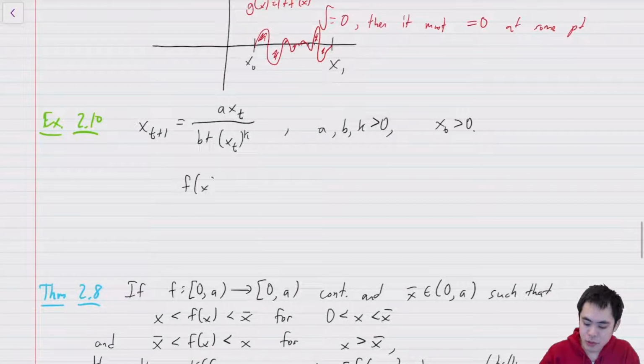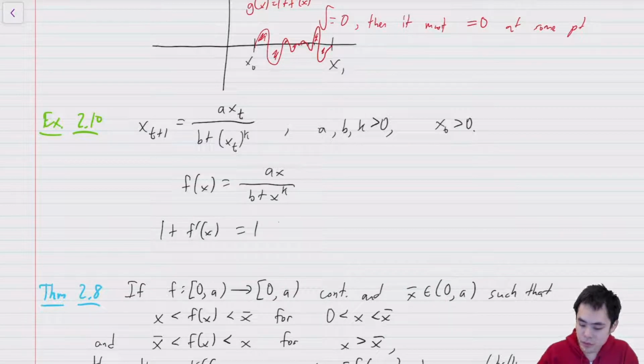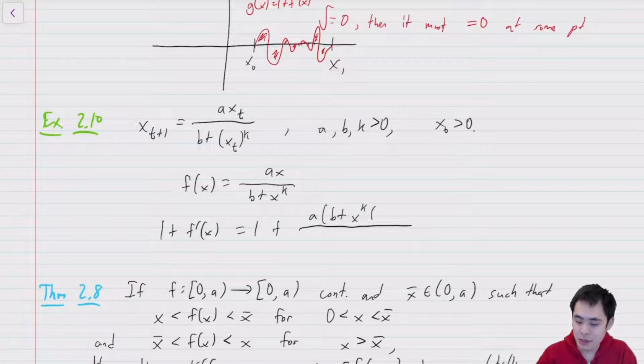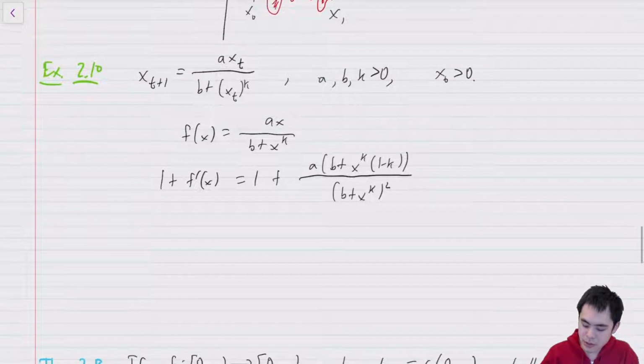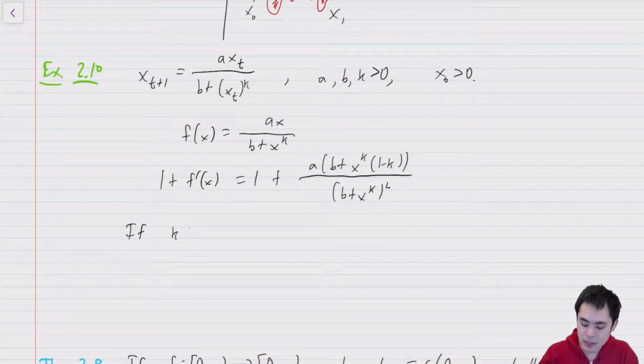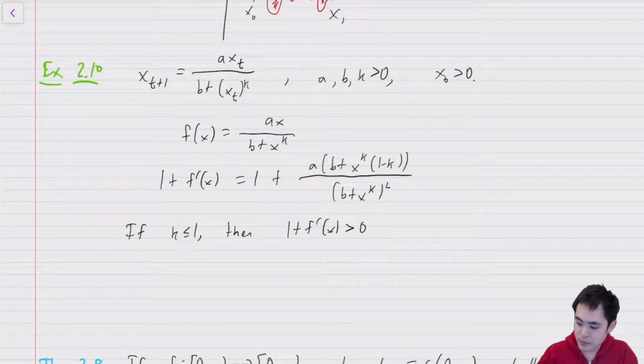Okay, so how do we apply this tool? Well, we know that f of x is equal to ax over b plus x to the k. Therefore, 1 plus f prime of x is equal to 1 plus a times b plus x to the k times 1 minus k over b plus x to the k squared. I'm not going to go through the full computation, but this is something that's pretty easy to check. One thing that's pretty easy to notice is if k is less than or equal to 1, then 1 plus f prime of x is greater than 0 for all x greater than 0, so no 2 cycles.